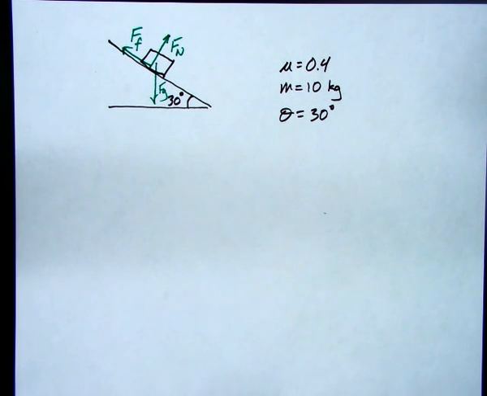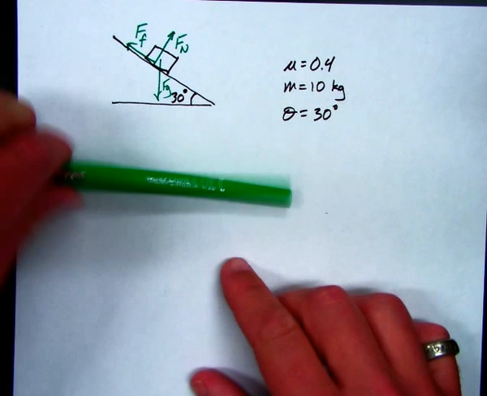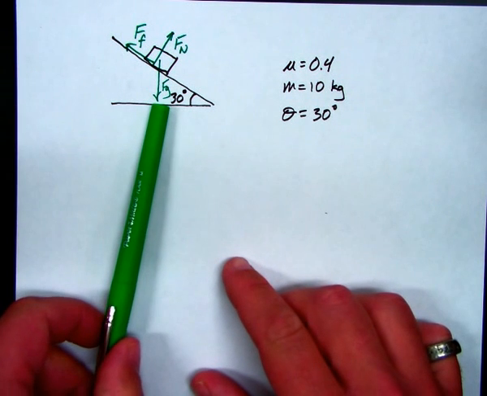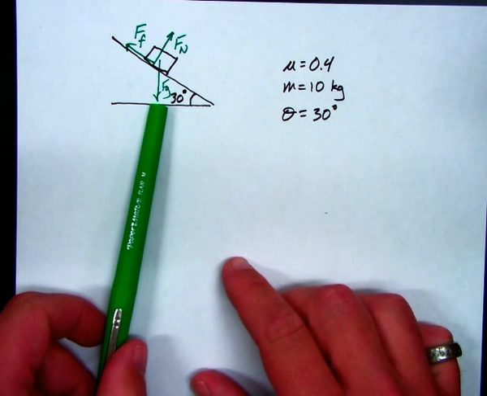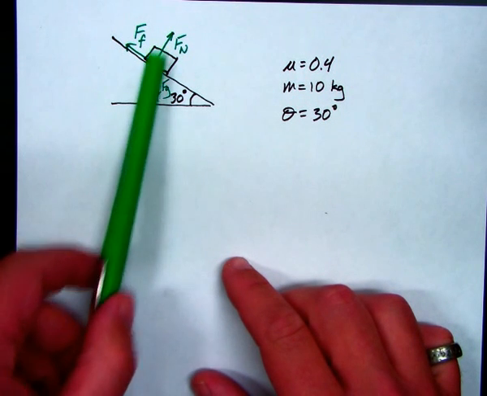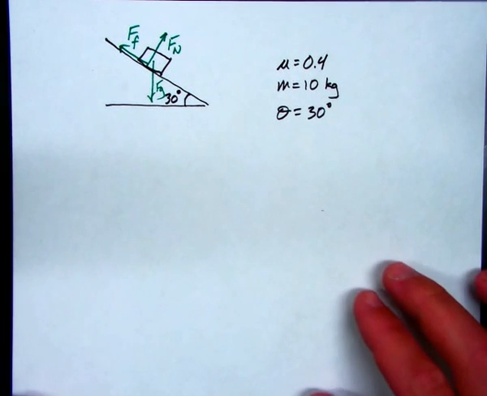Okay? Now, what makes this problem challenging is if I think of y as being up and x as being side to side, my force of gravity is the only one that is purely in an x or y direction. My normal force would have x and y components. My friction force would have x and y components. And that's just kind of a pain.